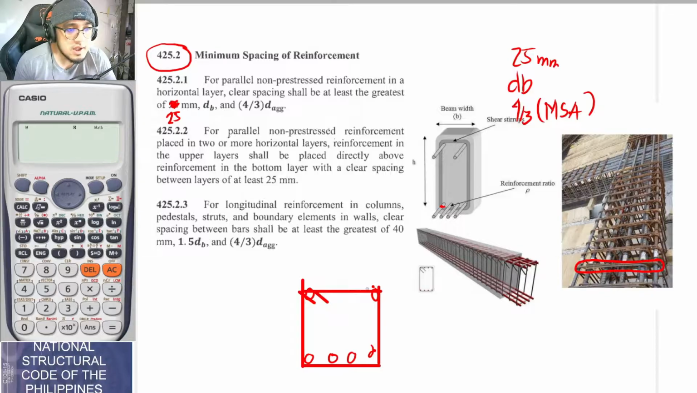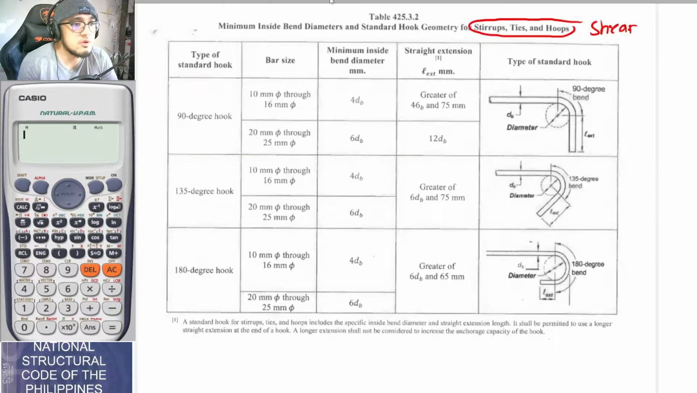So this bends right here. So meron tayong bend at this part, this part, this part, and this part. So if you want to know the provisions of those bends, just go to this table. And those provisions are dependent upon the diameter of the rebar that you have chosen for your shear reinforcement.